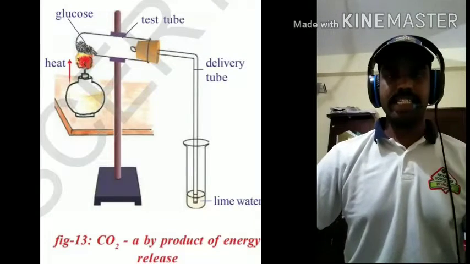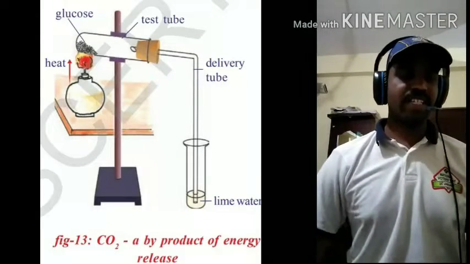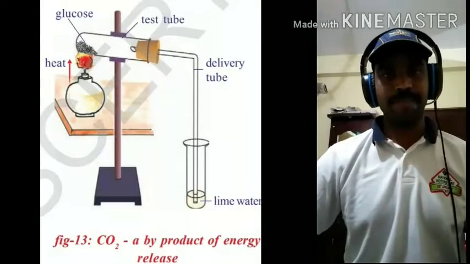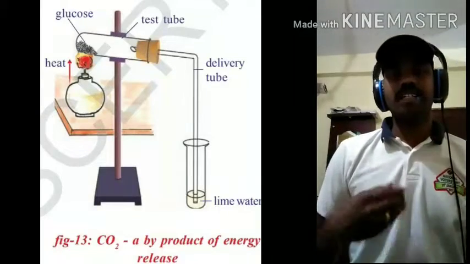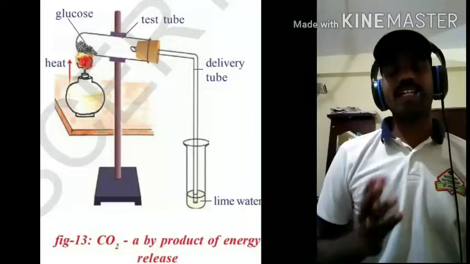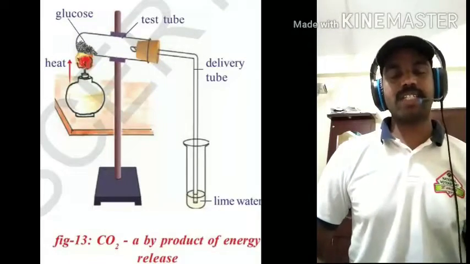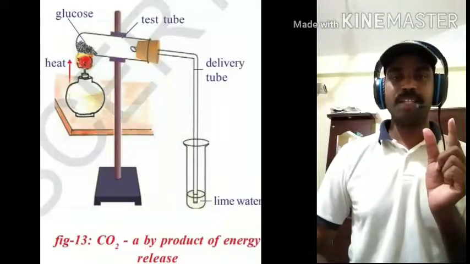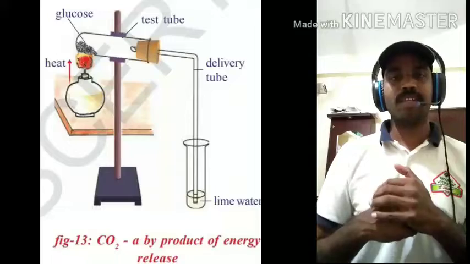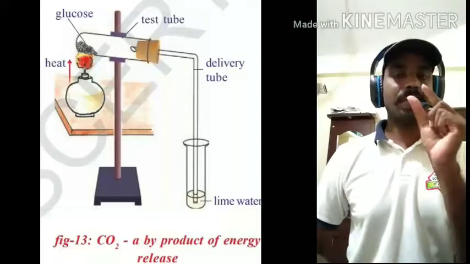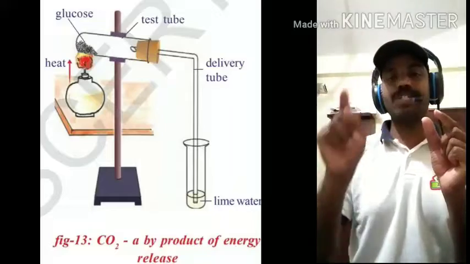Second activity in second chapter: observing changes during combustion of sugar or glucose. Whenever we are heating sugar, what kind of changes are we seeing? For that, we want to do one activity. First of all, you have to take one test tube and fill it with some glucose or sugar or flour. And after, you have to take one rubber cork with a hole. In that hole, you have to fix a delivery tube.